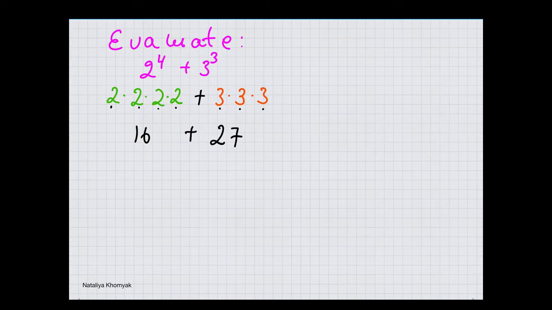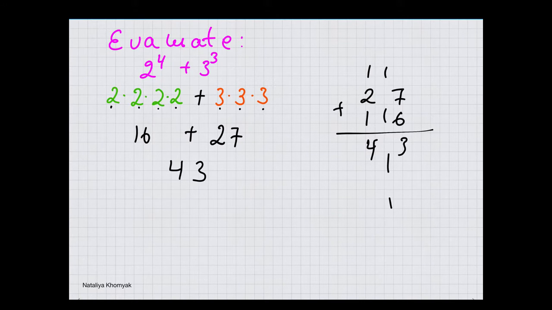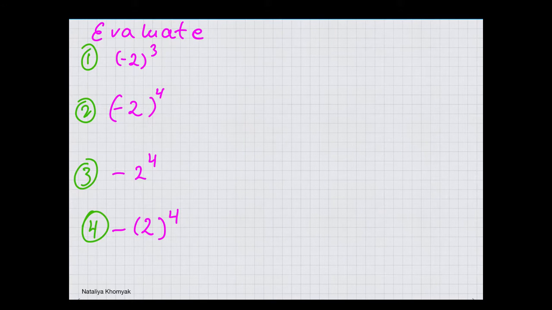Same signs, we calculate the sum, so 27 plus 16: 6 plus 7, 13, carry the 1, 1 plus 2, 3, plus 1, 4. And the sum of 16 and 27 is 43. That's our answer.